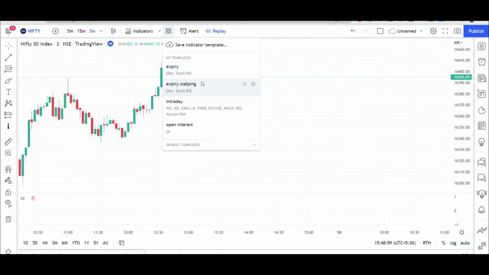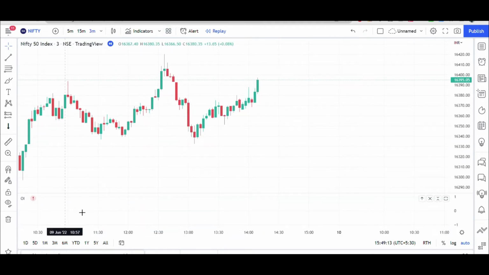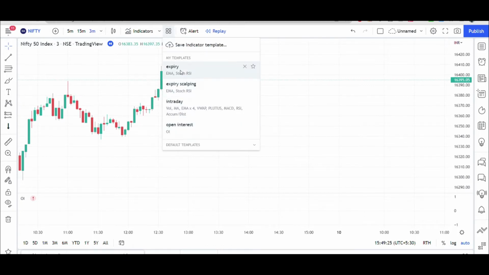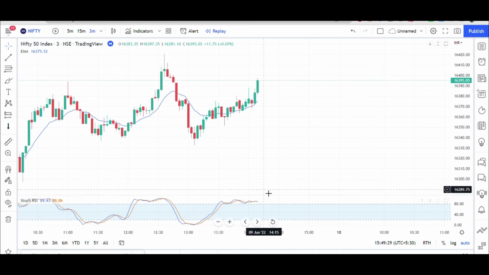So let's say right now I'm on this expiry scalping chart, but I have a doubt. So I will immediately open the 16,400 call option chart, and then I will turn on this open interest, and then only this indicator will be there in Zerodha. Zerodha also lets you select this type of template. So this is how you can easily switch between the indicators. Here, expiry scalping, again I'm back with my chart.